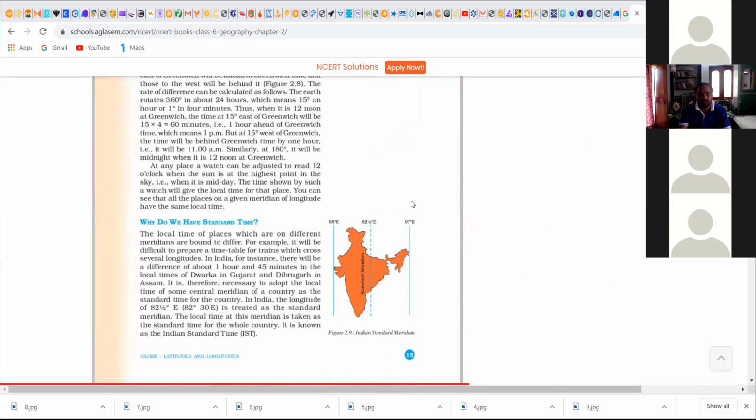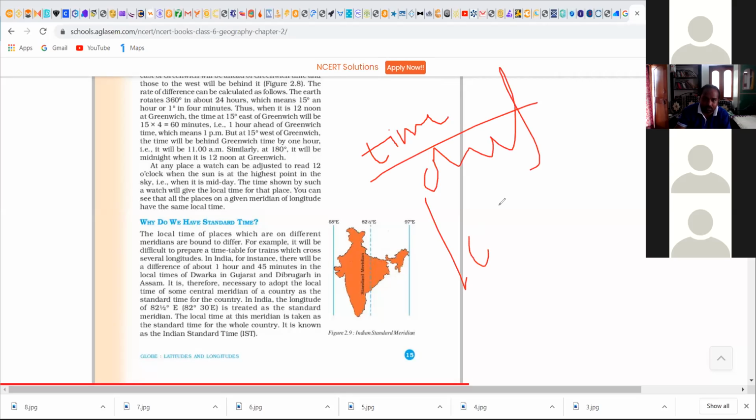Longitudes are mainly used for time, for locating time. So time and also location. We can also locate time with this.